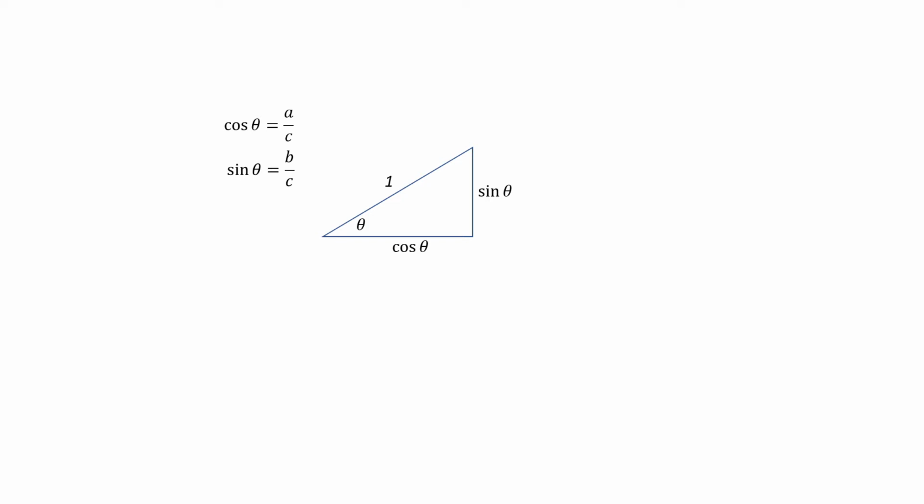But let's continue. The next thing we're going to do, we're going to introduce a coordinate system. So I'm going to put that angle theta at the origin of the coordinate system, and I'm going to put the adjacent leg along the horizontal axis. In this case, if you look at this point A at the very top, the coordinates of that point A are going to be my cosine and sine.